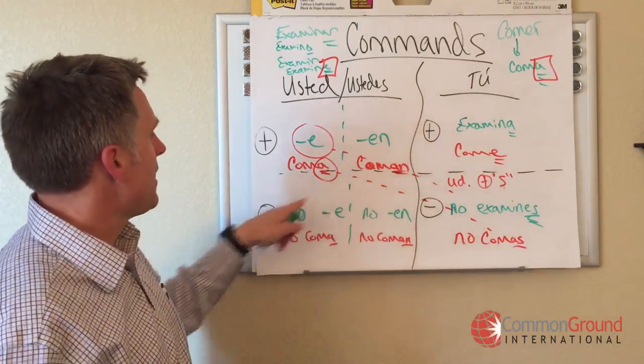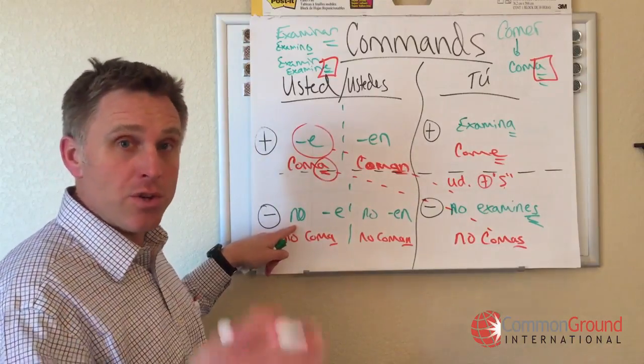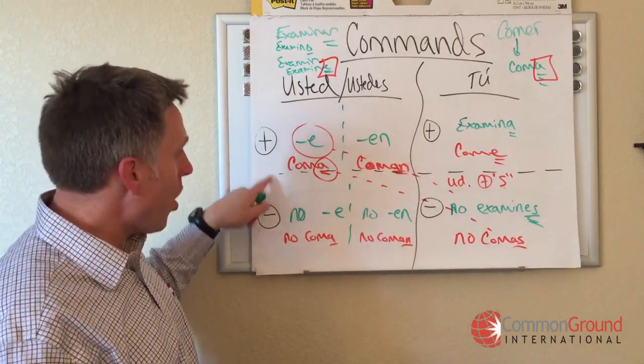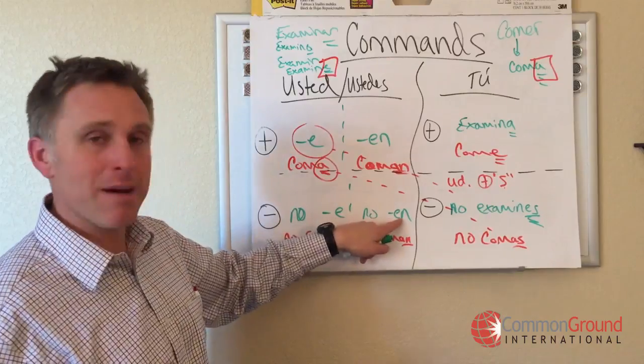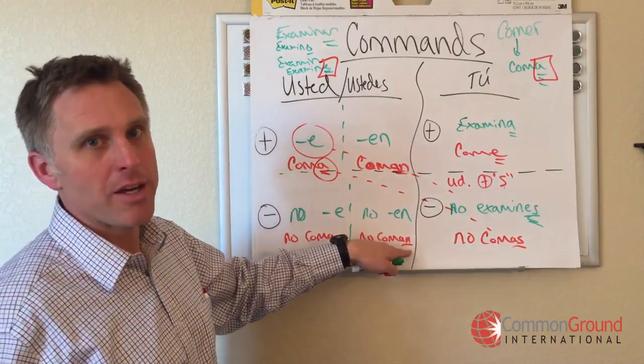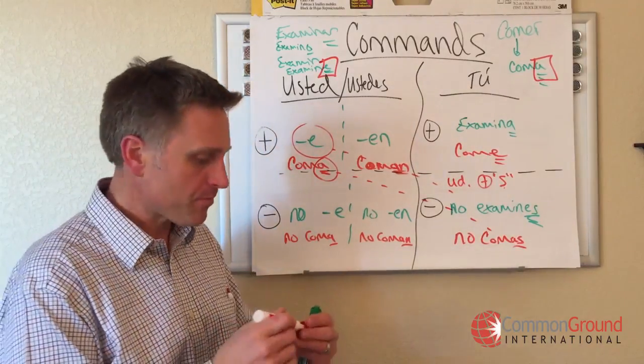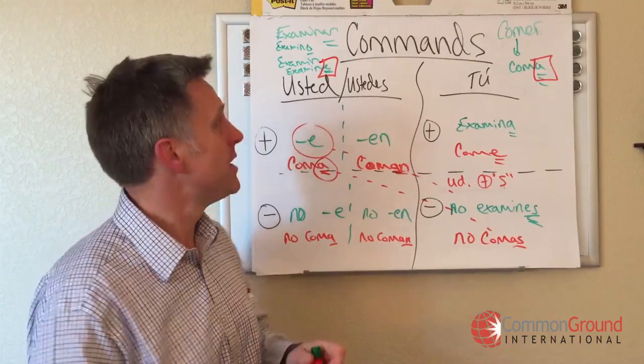Coman. Now the negative, all it does is require a no. And you use the same form of the verb. No examine, no examinen, no coma, no coman. All right, pretty straightforward. Go to the o, drop the o, add the opposite ending. The yo of the present tense.